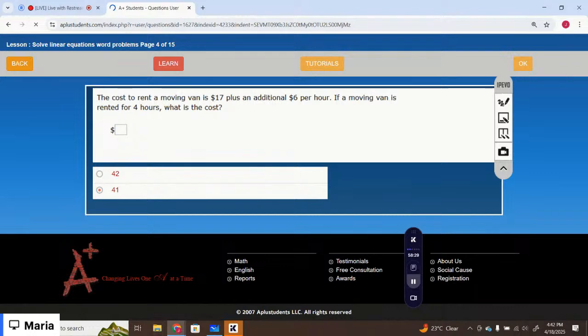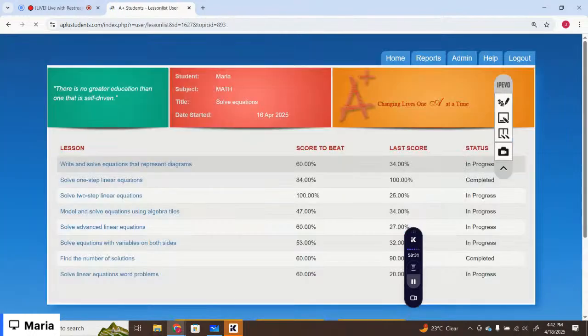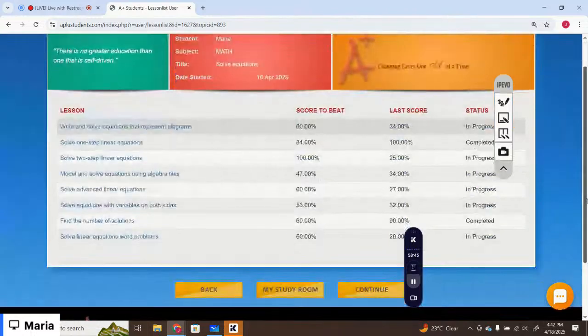So we were working on grade 9 math. The chapter we're working on is solve equations. The lessons we have covered today are solve advanced linear equations, solve equations with variable on both sides, find the number of solutions, and solve linear equation word problems. So please make sure before the next session you complete all the practice questions for the lessons we just did. That is your homework until the next session.